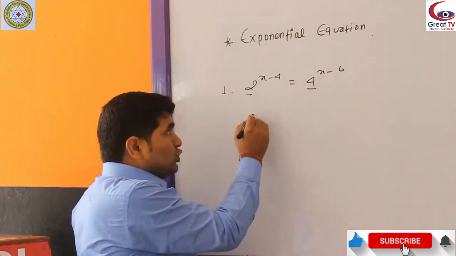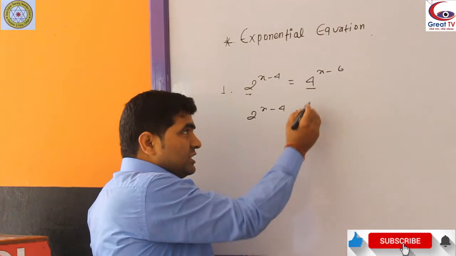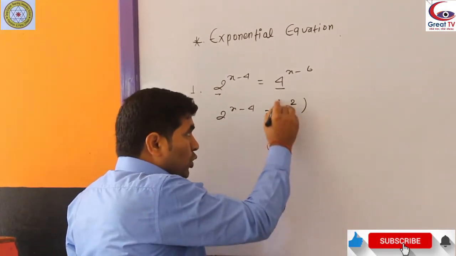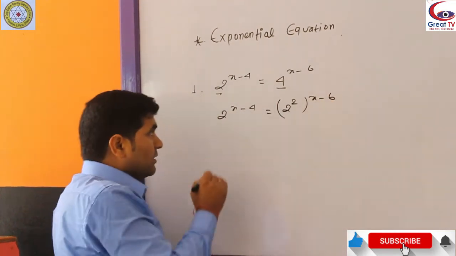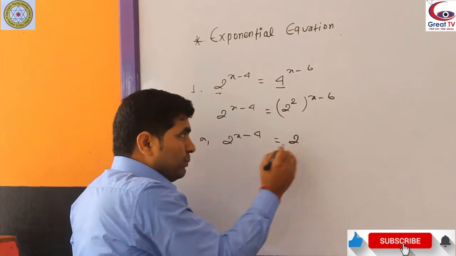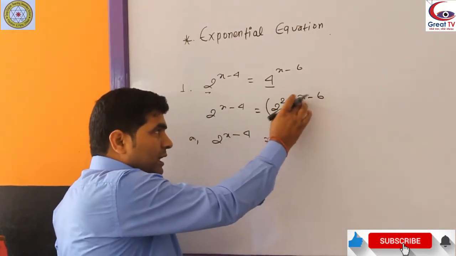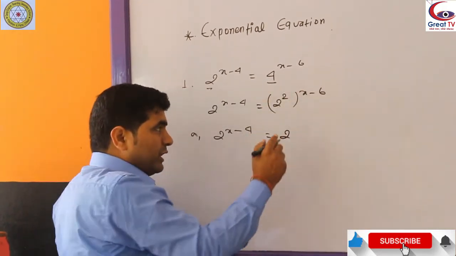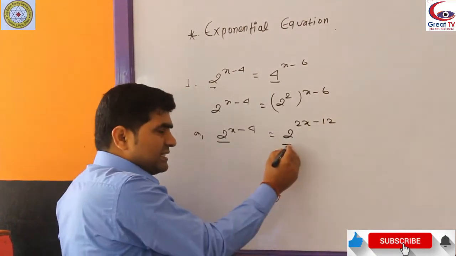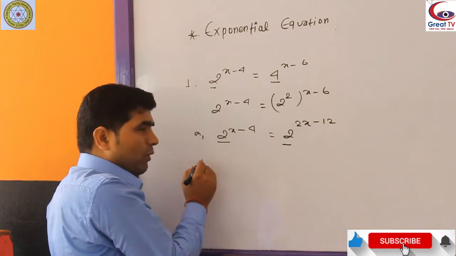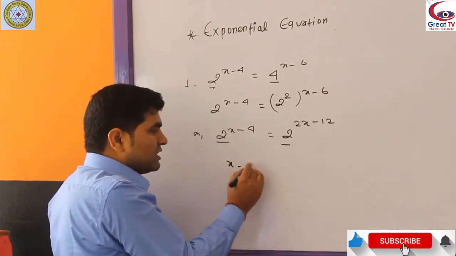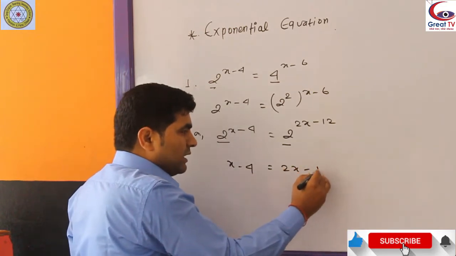Now it starts with 2^(x-4). This 4 we can change to base 2, that is (2^2)^(x-6). Now the powers multiply together, so 2^(x-4) = 2^(2x-12). Now with the same base and the equal operation, we can equate the powers: x - 4 = 2x - 12.